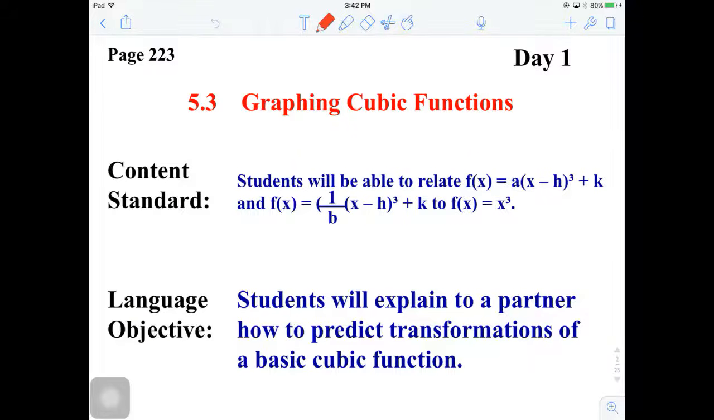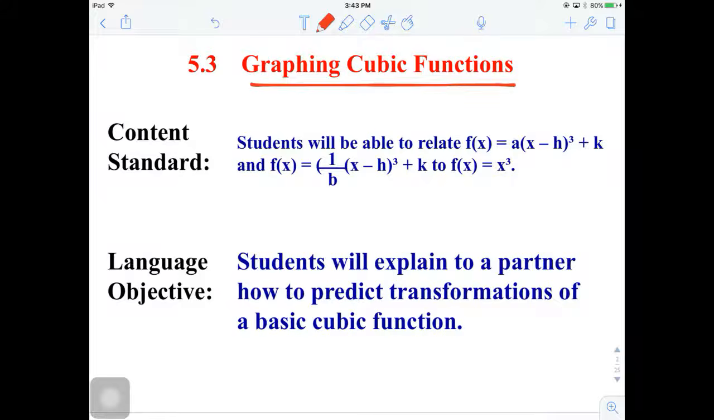Hi, IM3 students. In this video, we're going to learn about 5.3, the graphing of cubic functions. We're going to get into one of the famous polynomial functions, which is the cubic function. We'll take a look at how cubic functions are transformed by applying certain characteristics to the equation. Let's note that the general equation for the cubic function is given right here.